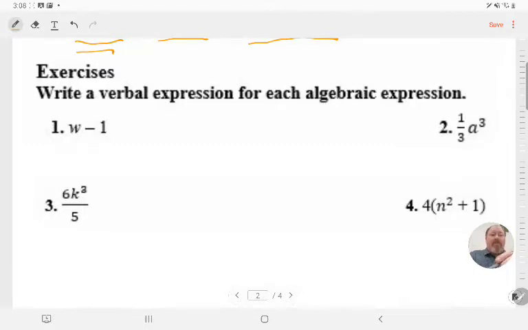All right, welcome back. Hopefully you got these right. Let's take a look. So we are to write a verbal expression for each one of these, okay? So in the first one, we have w minus 1. We could say 1 less than w, okay? So that's one way that we could write it. You could also probably just say w minus 1, or the difference of w and 1, okay?